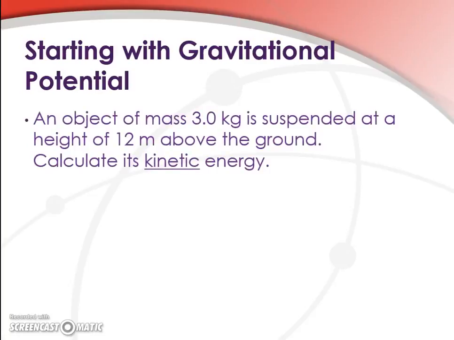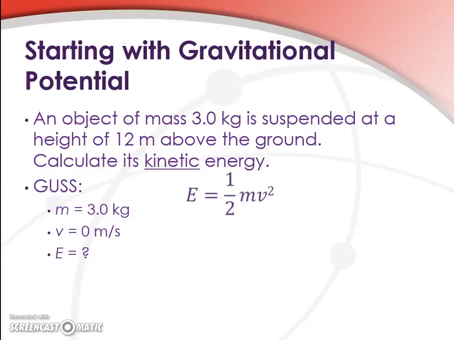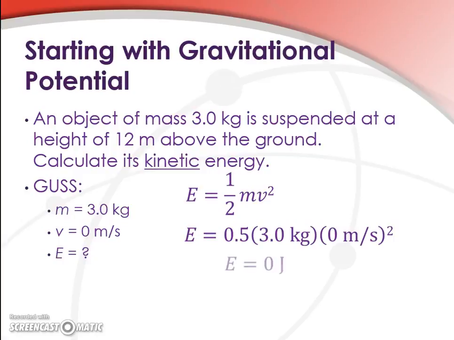Okay, what about the kinetic energy? So, again, our mass is 3 kilograms. Our velocity is 0 meters per second, right? Because it's suspended at a height of 12 meters. So, it doesn't matter what our equation is. Our energy is going to be 0 because our speed is 0. So, what have we got? We've got a gravitational potential energy of 350 joules and kinetic energy of 0 joules.